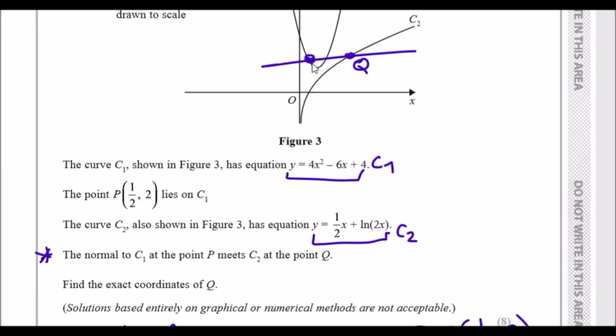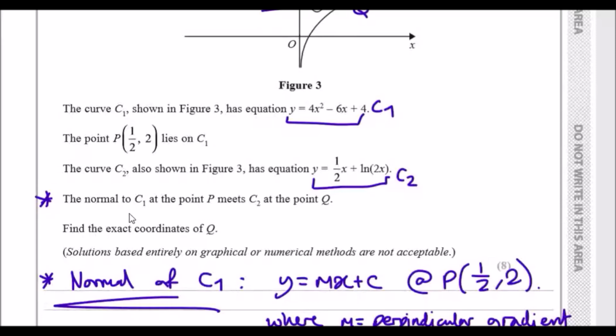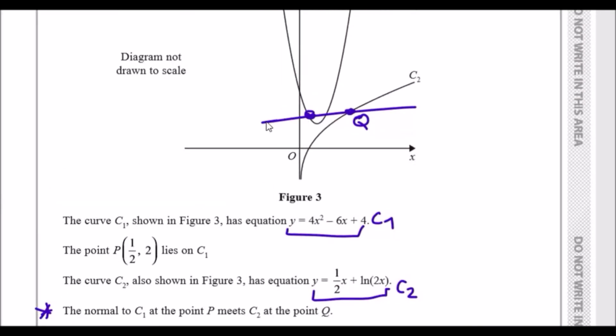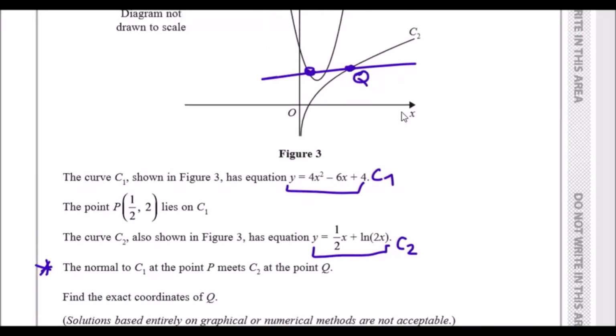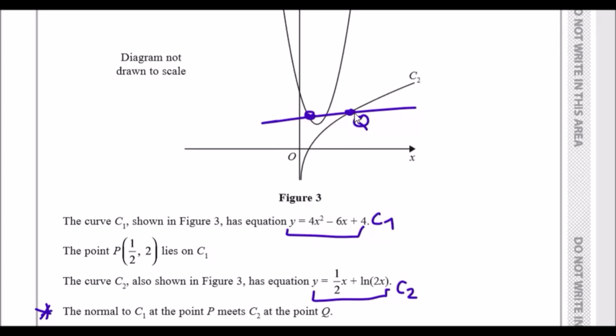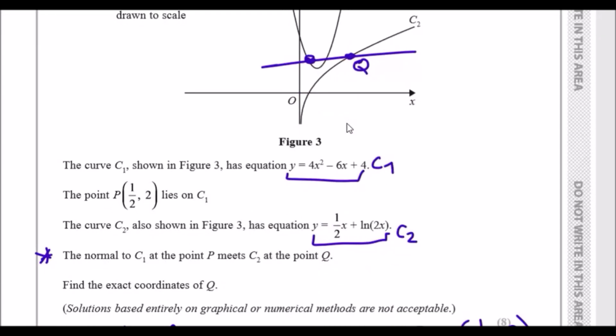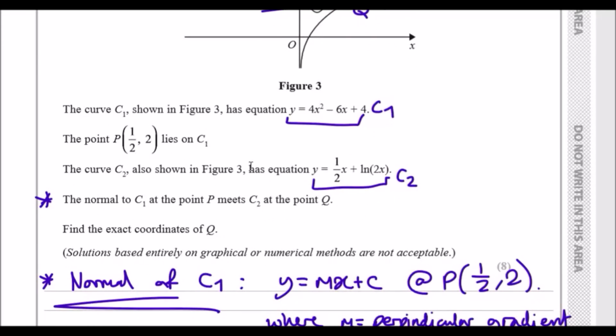So let's call this point P. And it says that the normal to C1 at the point P. So here's point P. This would be the tangent firstly, and the normal would be perpendicular. So it would be something like this. Well, a straight line, of course. Meet C2 at point Q. So this would be point Q. So far so good. Now find the exact coordinates of Q.